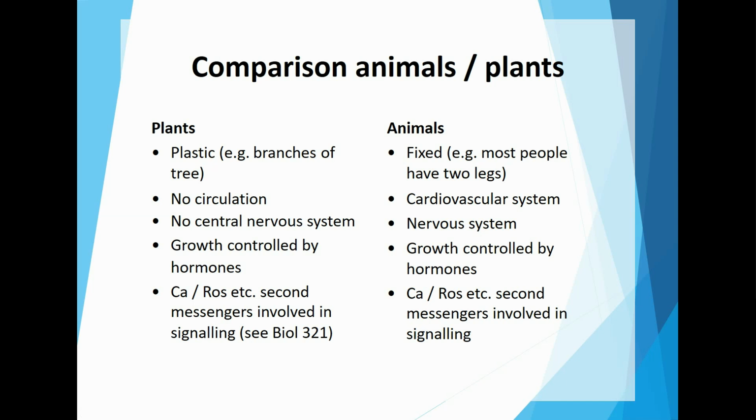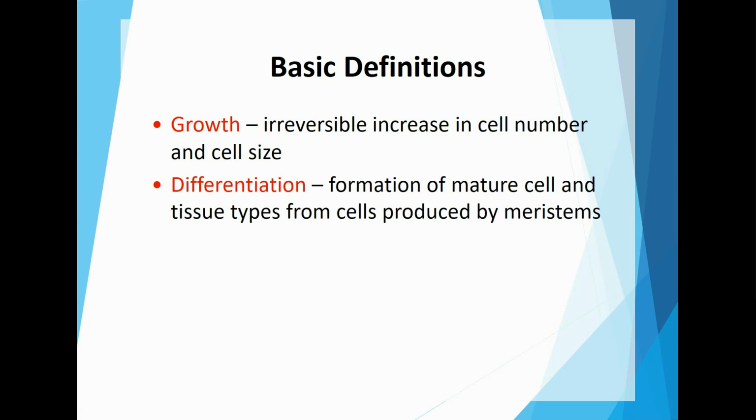to whatever is happening. So they don't have a cardiovascular system, they don't have a nervous system, but we are all controlled by hormones, both plants and animals, and both of them are involved in this calcium to ROS, etc., secondary messengers, which we'll get to a little bit later. Just don't forget that you will see later we will have primary and secondary messengers, but we'll get to that. Don't stress.